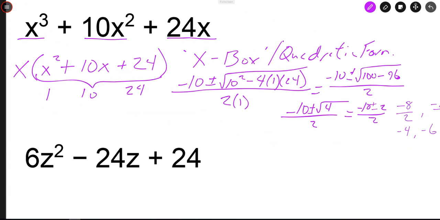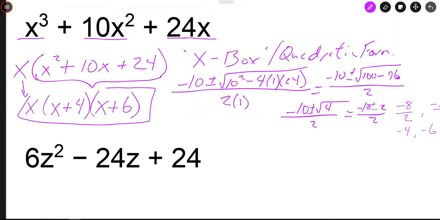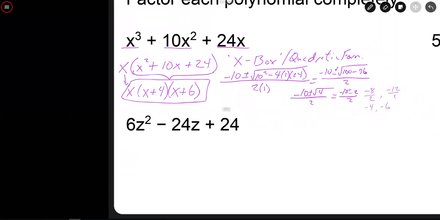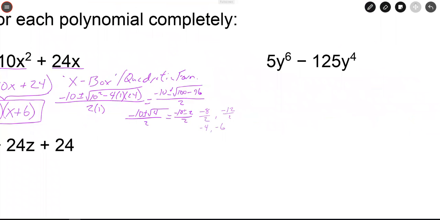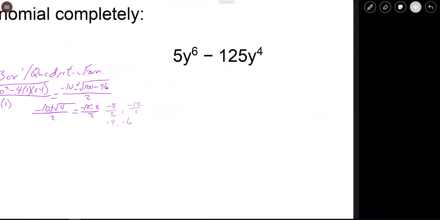I'm going to rewrite it over here. The factored form will be x minus negative 4, so x plus 4, and x minus negative 6, so x plus 6. And then lastly, I bring down that x value. What I'm left with here is my fully factored polynomial, x times x plus 4 times x plus 6. And those are my 3 factors. All right, let's jump forward to this one.